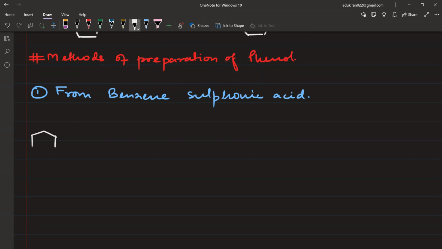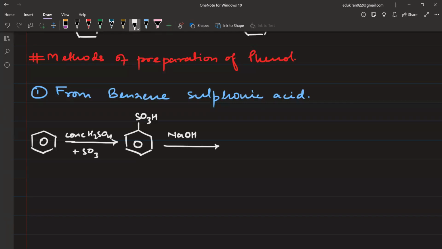First of all, if we have a benzene ring, we will do sulfonation of benzene by treating it with concentrated H2SO4. Whenever we have H2SO4, there is some sulfur trioxide gas present, SO3, and the combination of H2SO4 with sulfur trioxide is known as oleum. We are going to get in this case SO3H.